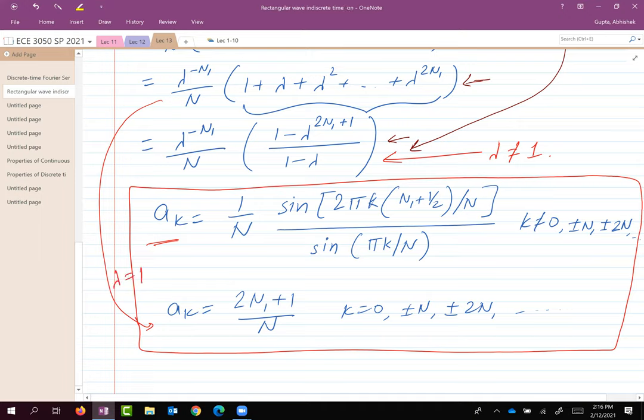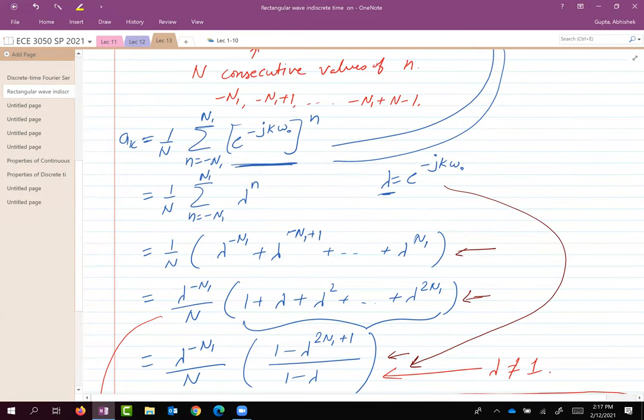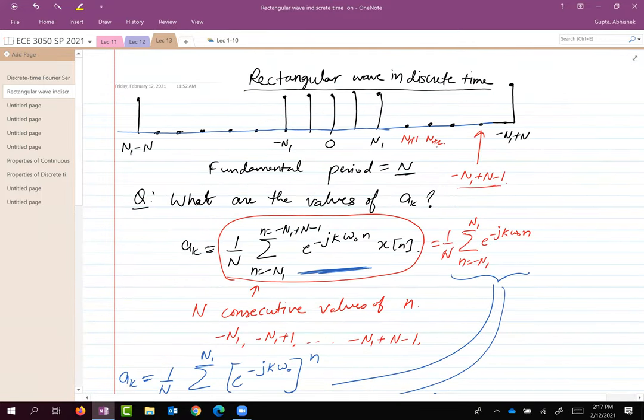Quick question. My internet died for like 5 minutes. These are the spectral coefficients for the...? Square wave. Square wave, okay. Yeah, the rectangular wave, or whatever square wave that we were considering here.